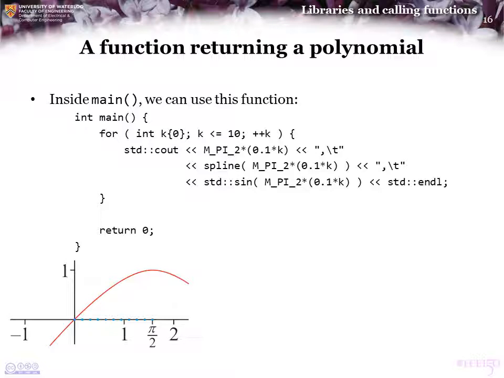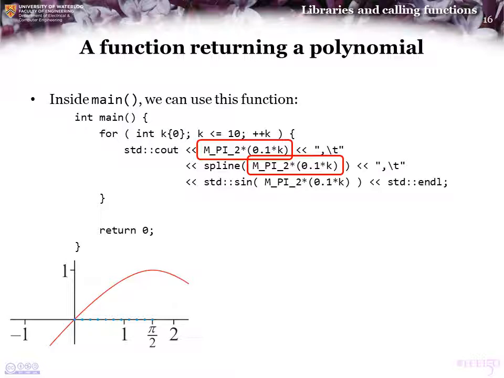In order to achieve this, we have a for loop where the loop variable k takes on successively larger values, going from 0 up until and including the value 10. We will then print pi over 2 times 0.1 times k. 0.1 is a float, and so k will be converted from an int to a floating point value. That result is then multiplied by the constant pi over 2.